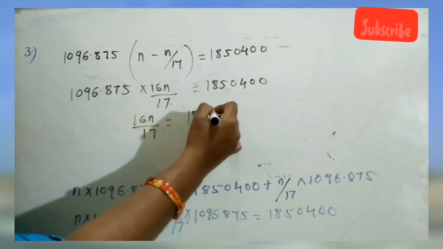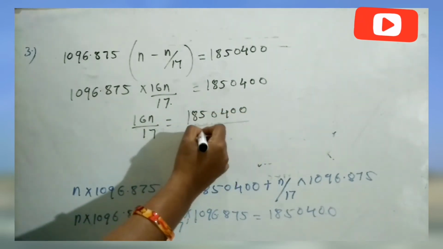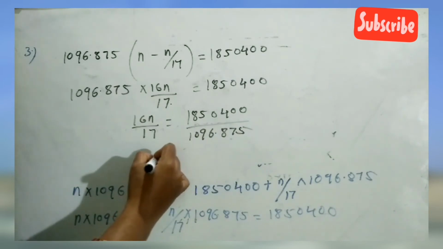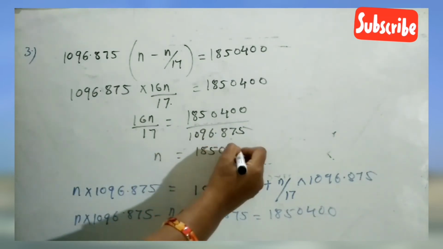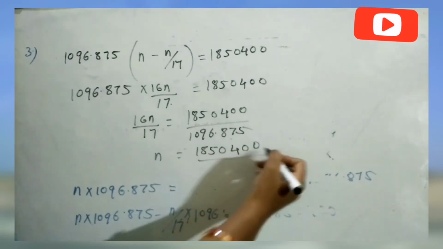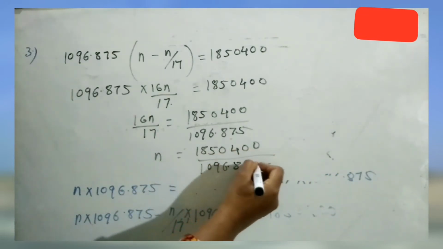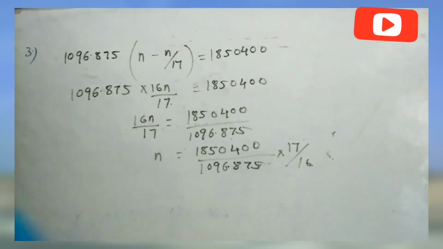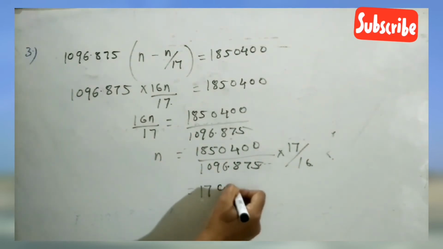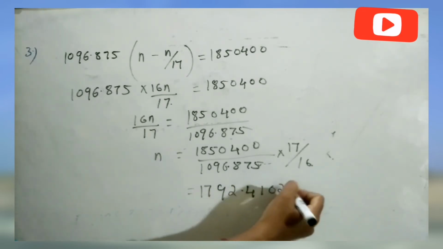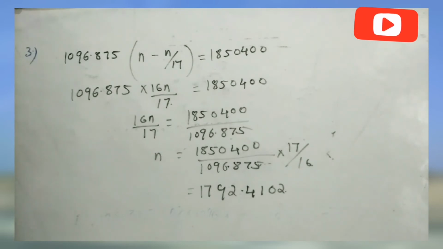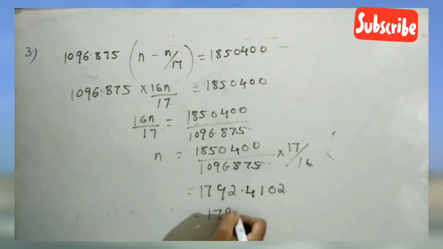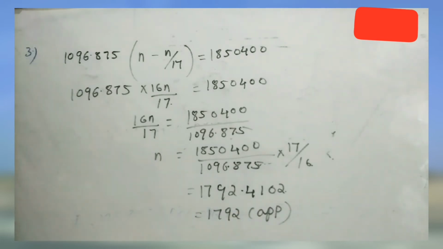That is equal to 1850400 divided by 1096.875. That is n is equal to 1850400 divided by 1096.875 into 17 into 16. After this calculation, we will get n is equal to 1792.4102. Since this n means the number of bricks, we can write it as 1792 approximately. 1792 bricks we can put into that system.